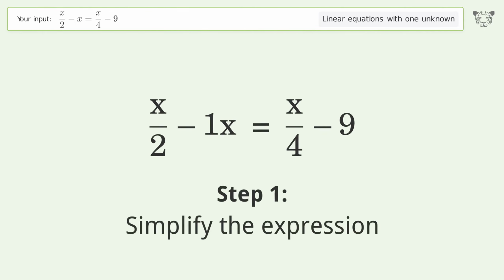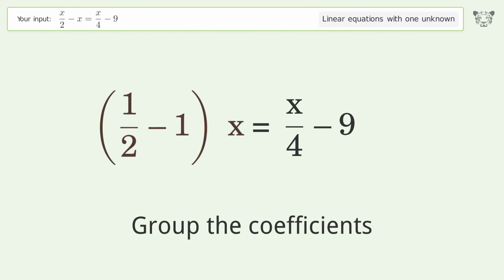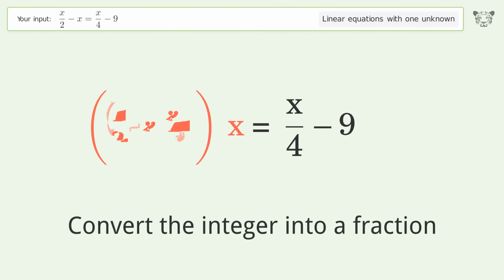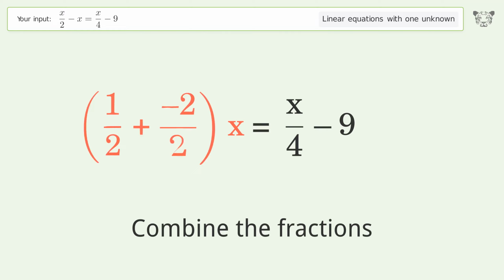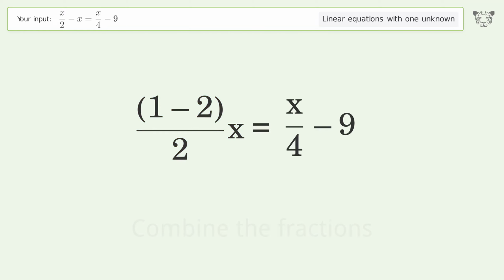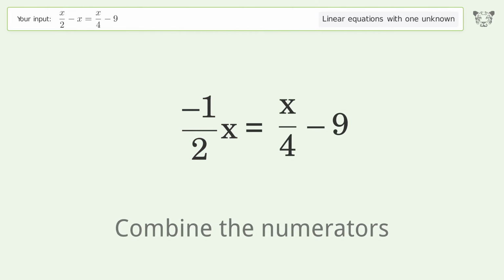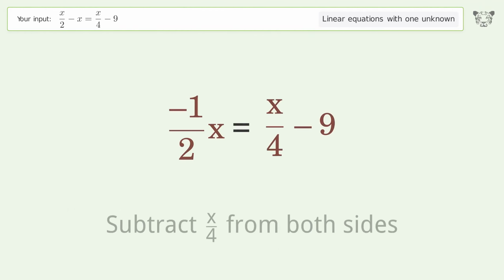Simplify the expression. Group the coefficients. Convert the integer into a fraction. Combine the fractions. Combine the numerators. Group all x terms on the left side of the equation. Subtract 10/4 from both sides.